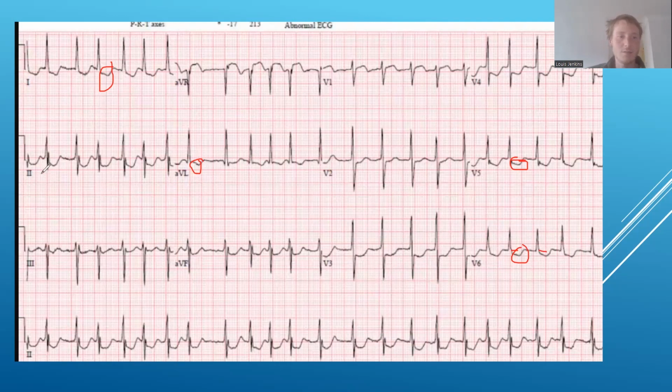Okay, so then looking forward, at our inferior leads, we have a bit of a weird looking QRS complex. We got an RSR.